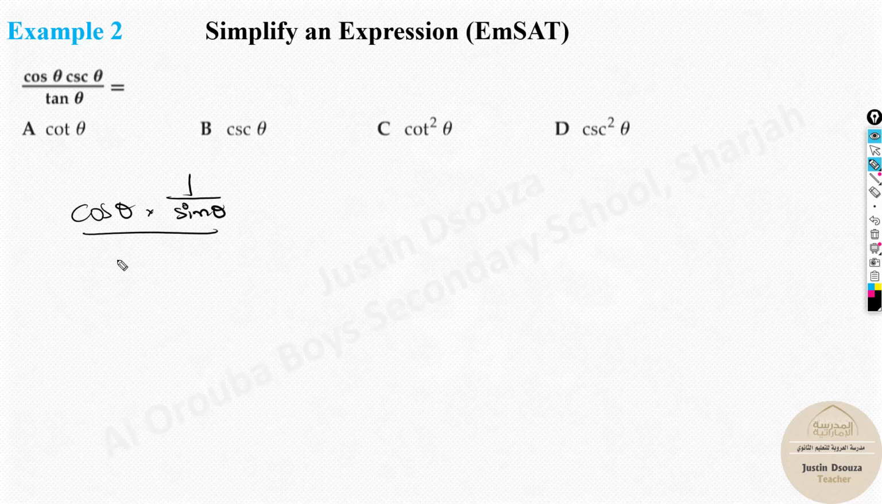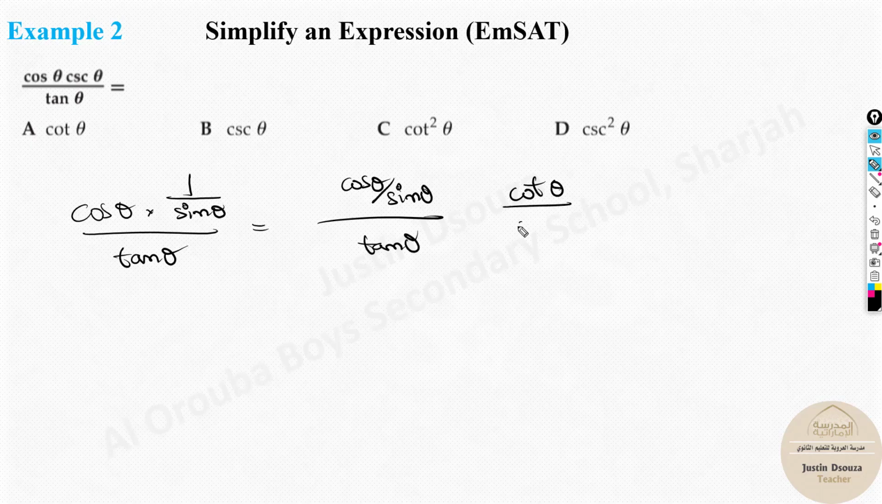And for tan, for now I will leave it as tan theta itself. First, whatever is not sine, cos, and tan, simplify them. Now I can see this is cos divided by sine. So this is equal to cos theta by sine theta in the numerator, and then divided by tan theta. But I know cos by sine is cot theta, right?